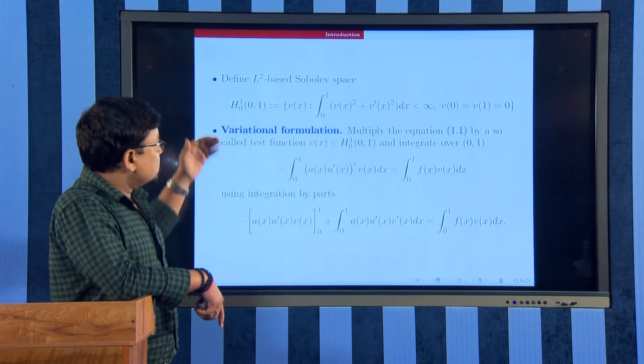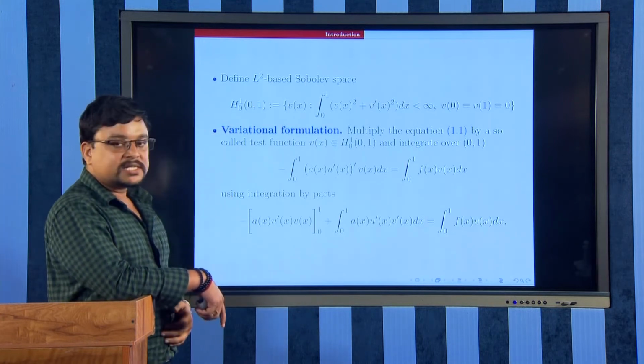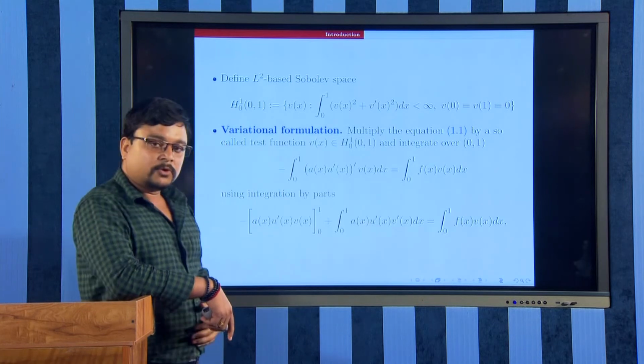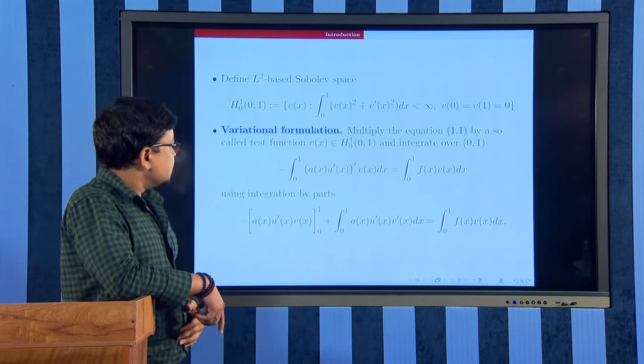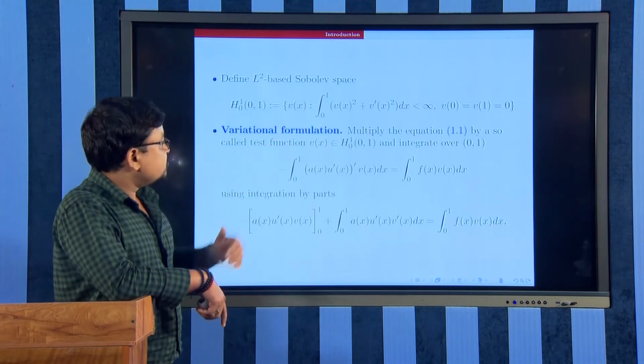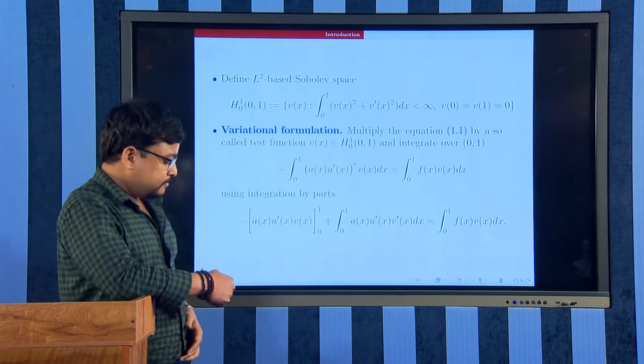By constructing this space, we can write our variational formulation for this 1D problem, which is also called the weak formulation. So, what does it say? It says that first we multiply both sides of the given problem by a test function v(x).